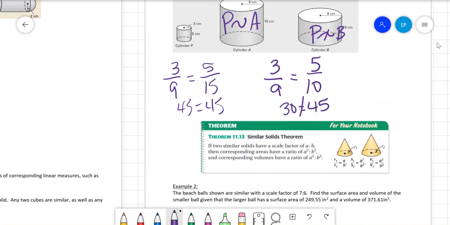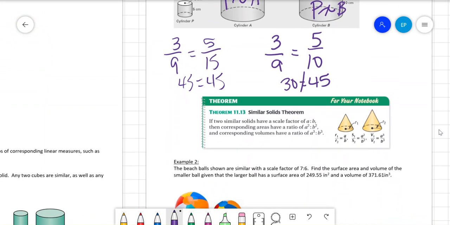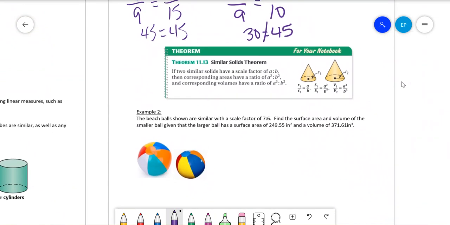With that, the similar solids theorem works out this way: if two similar solids have the scale factor of A to B, then their corresponding ratio is A squared to B squared. So for surface area, you square those lengths. For volume, you cube those. So the beach ball has a scale factor of 7 to 6, so their radii are 7 to 6.